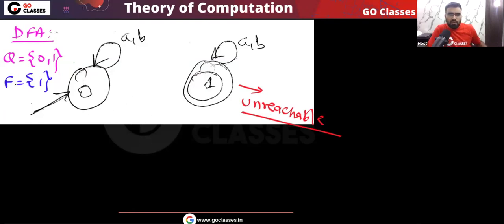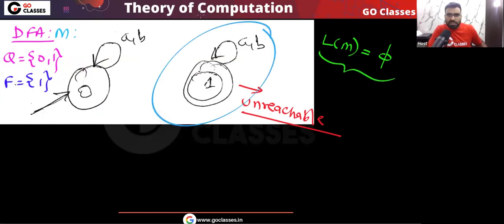Now let me ask you, what is the language of this DFA? If someone asks you, that is phi. Yes or no? No string is accepted. Correct, empty language, because no string is accepted. You can see for every string the DFA will end in state number 0, and state number 0 is the non-final state. So the language of this DFA is phi.